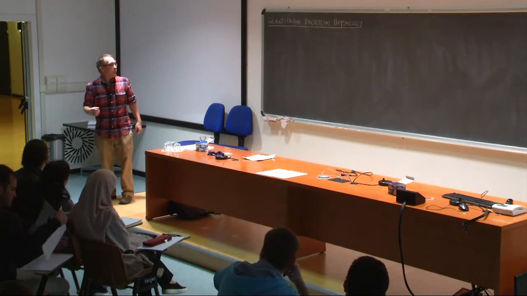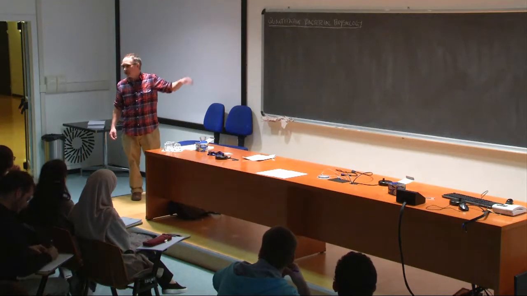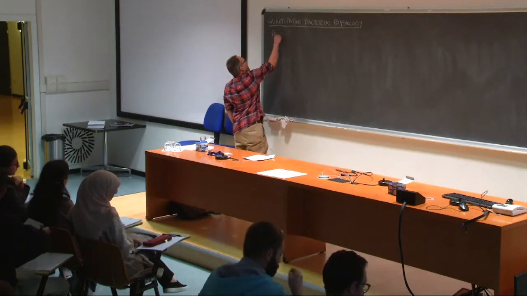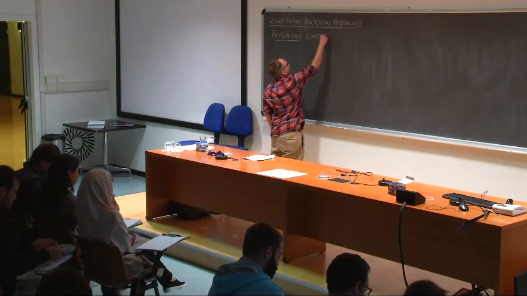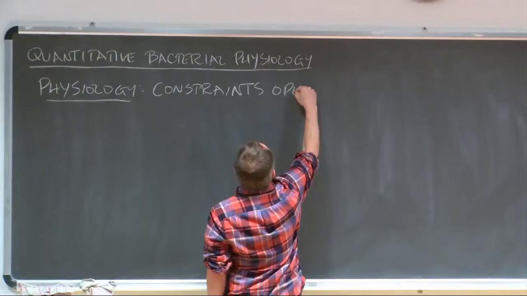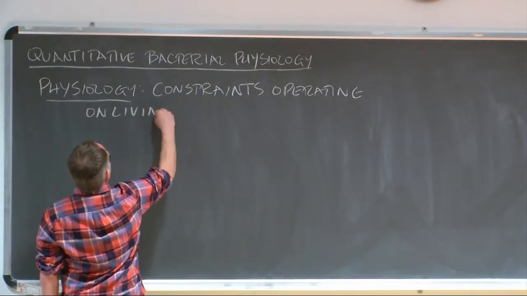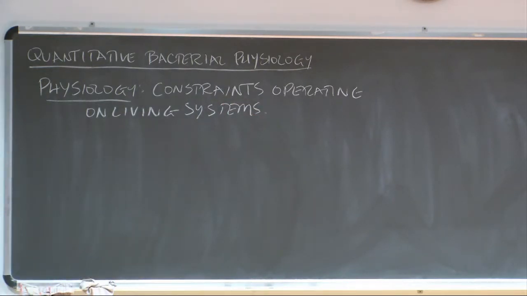All right, but for today, first let me tell you what I mean by physiology, and then for this morning we'll talk about what I mean by bacterial. Okay, so I think you can usefully think of physiology as constraints operating on living systems. And by constraints here, I mean intrinsic constraints, something like the second law of thermodynamics, something you can't avoid. If the system is living, then it must obey these types of laws. Right? And now for the bacterial.